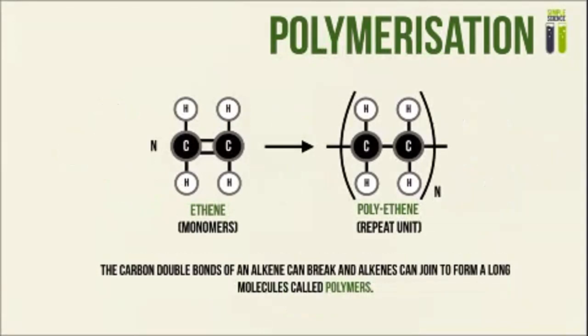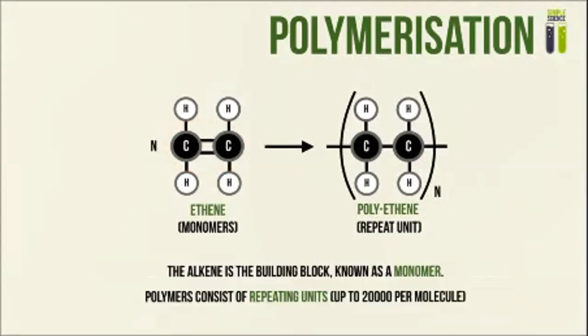Polymerization is a case whereby the carbon double bonds of an alkene will break, and the alkenes can join other alkene molecules to form long molecules called polymers. So basically a single substance under certain conditions can react to form a longer molecule, and this is known as polymerization. So you have an alkene, it breaks its double bond, and it joins with other alkenes which have also broken double bonds to form very, very long molecules. And each molecule can have up to 20,000 of these repeating units.